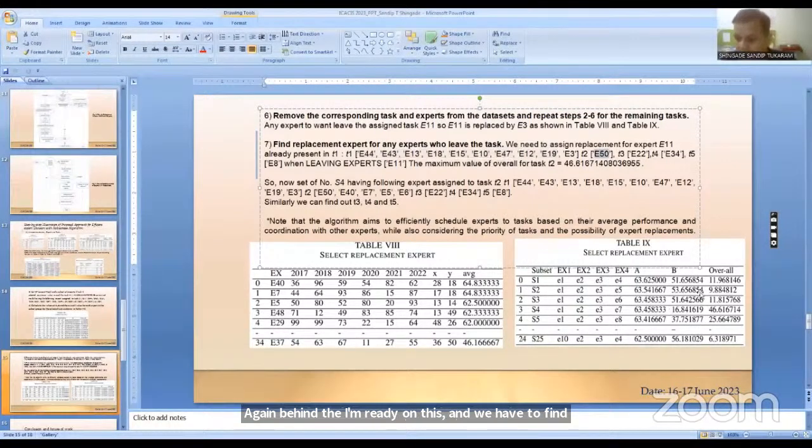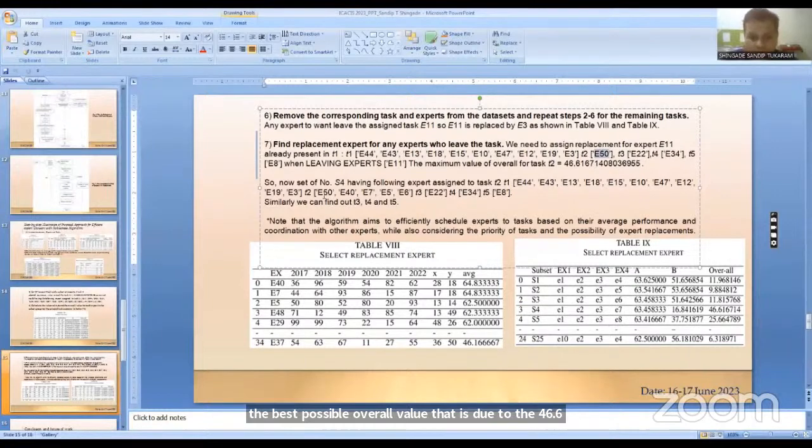So here we find out the value of the average, find out the confusion matrix distance, the overall confusion matrix distance, and we have to find the best possible overall value, that is 46.6714, which will be assigned from the S4 set. So we have to select the S4 set, and we have to select that particular task.